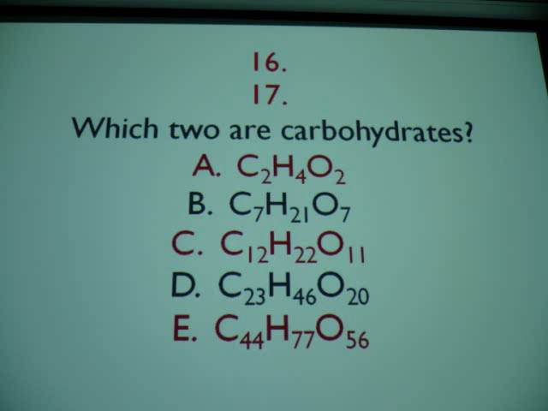You mean A and B? A and B, I'm sorry. No, it's A and C. B is not 2 to 1. Look at 21 to 7. That's 3 to 1. 21 to 7 is a 3 to 1 ratio, right? That ain't water. Can't use B.